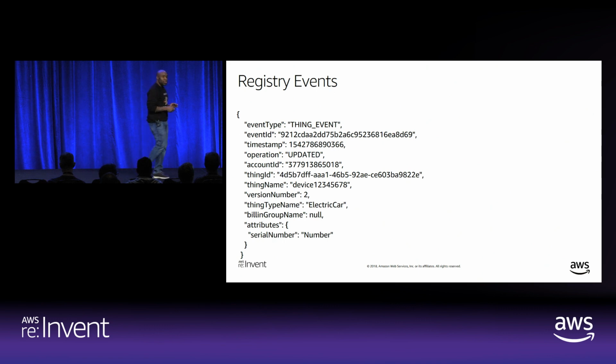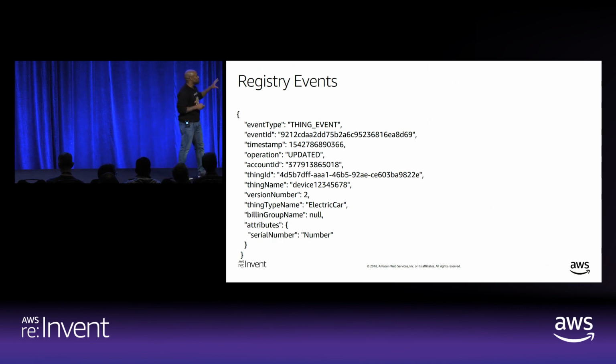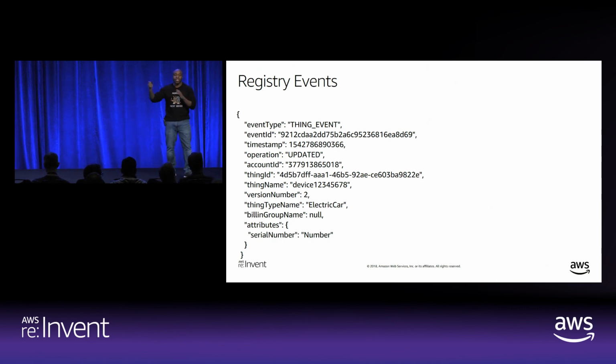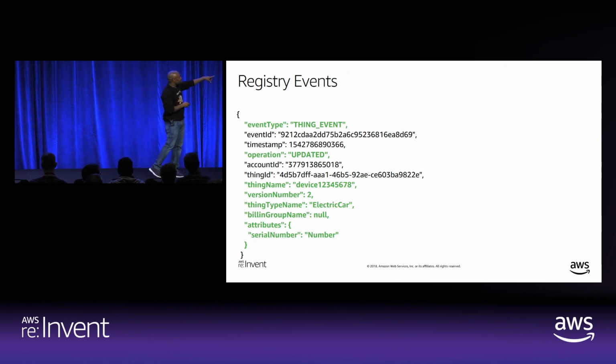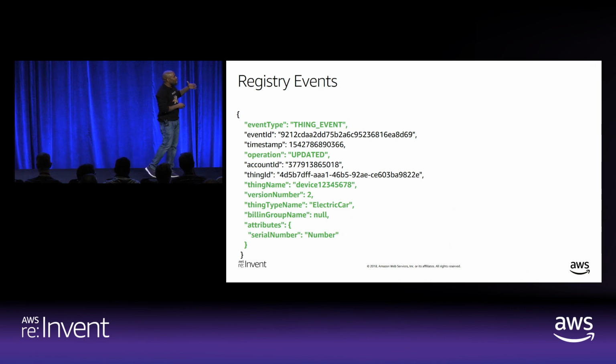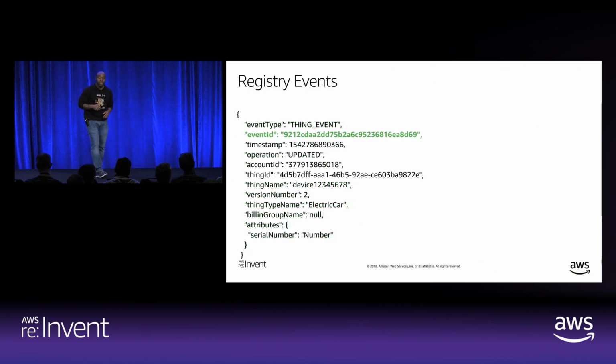What's nice about these registry events when you think about doing multi-region is you kind of start grouping them into the values that you need to send to the other regions, and those are your operations. In this example with the thing event, everything in green is kind of my operation. I've got a thing event. It's an updated, so operation is updated. What is it? It's a thing name. What type does it have? All of this information lets me essentially run the same API in the other region.